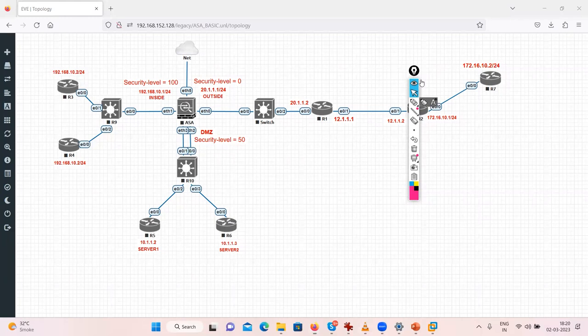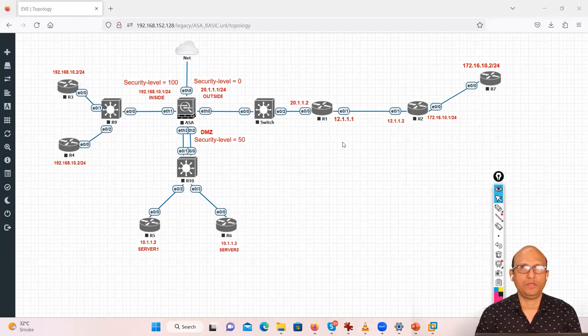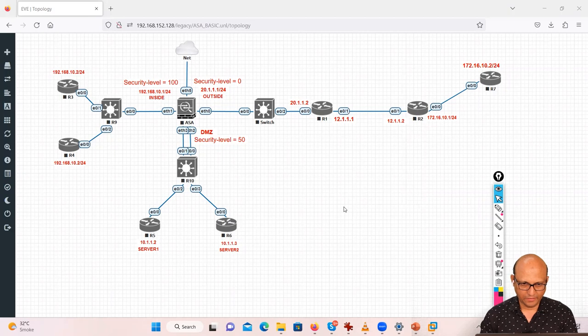Okay. So in this scenario, in this topology, you see I am having inside, outside and DMZ. So what is the default security level for inside? It is 100. Default security level for outside is 0. Default security level for any other than inside, outside is 0.